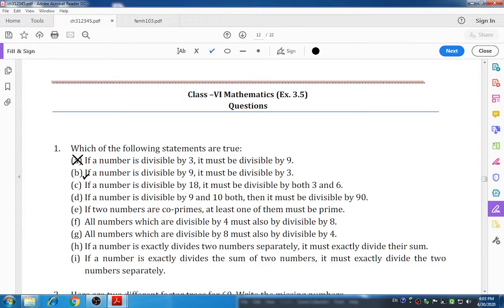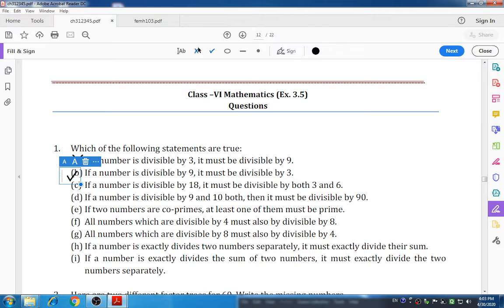Second, if a number is divisible by 9, it must be divisible by 3. What is the table of 9? 9 ones are 9, 9 twos are 18, 9 threes are 27. In this way we can find many multiples of 9. We will take 18. 18 is divisible by 9 and it is also divisible by 3.